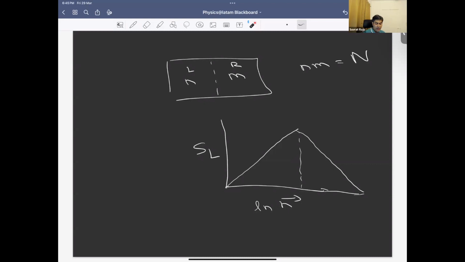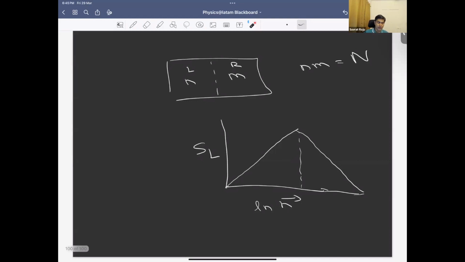So you see, the Page argument is completely correct. If you take a non-gravitational system, you factorize it. It's a Haar random averaging argument. There's nothing wrong with it. What is wrong is to apply it to a black hole and assume that the black hole is behaving this way.